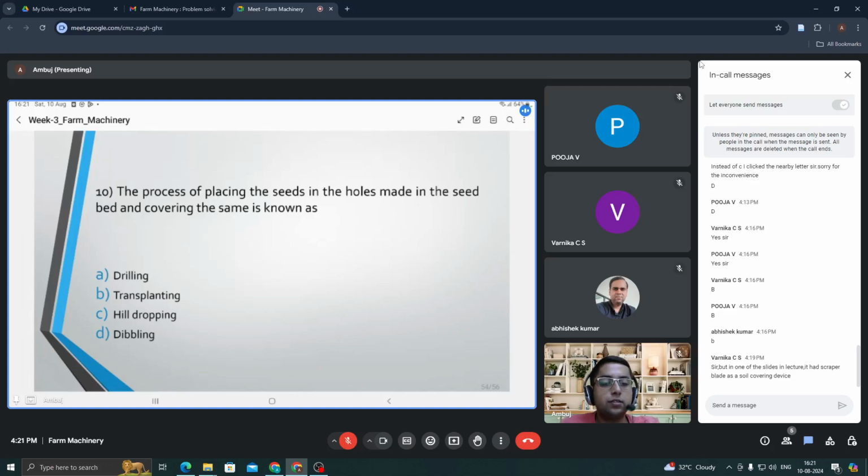The process of placing the seeds in the holes made in the seed bed and covering the same is known as. Try to answer it. I don't think there would be any doubt in this particular question. Yes, dibbling. Good. Varnika is saying dibbling.